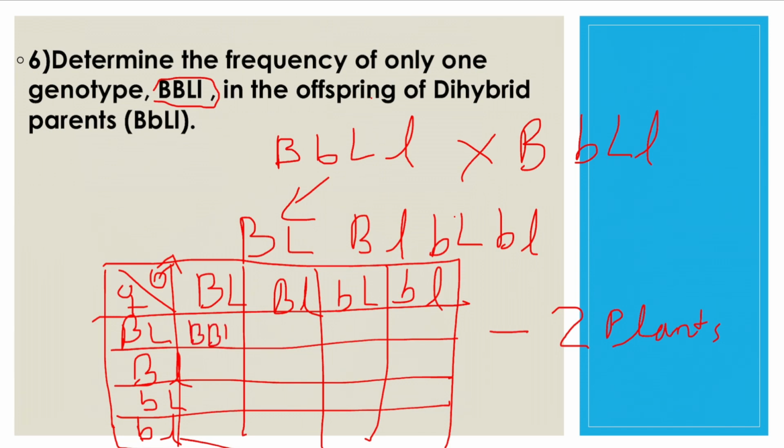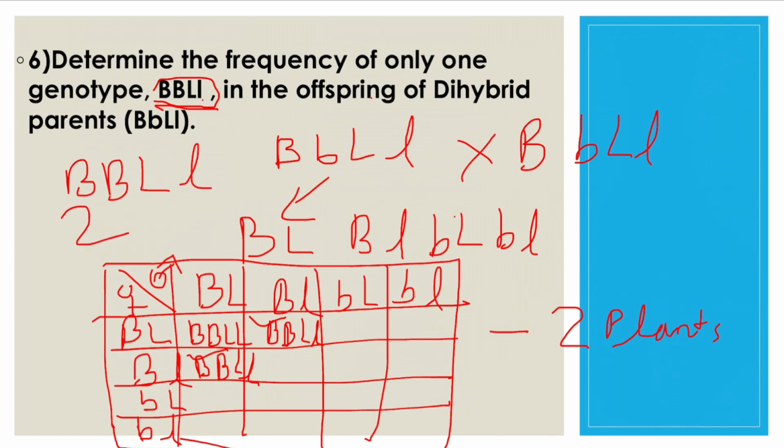You will find both dominant here. Here you are finding this genotype, and the other one is here. You will find only 2 individuals of this genotype, capital B, capital L and small l, 2 individuals. You can form this checkerboard and check yourself.